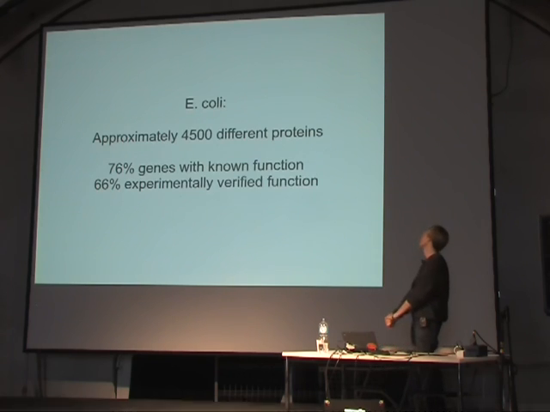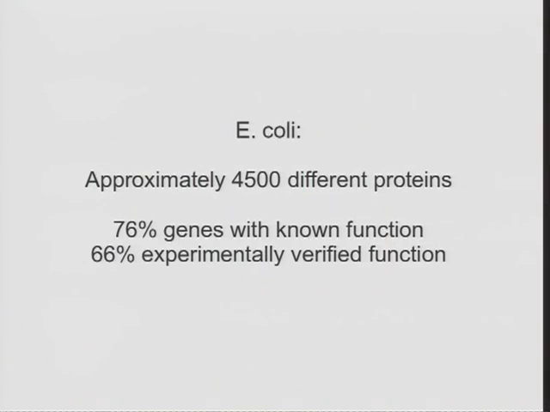So E. coli has approximately 4,500 proteins or parts. And as I said before, we don't know the function of all of them, but we know a lot of them.